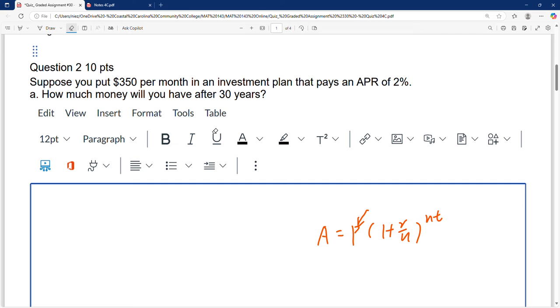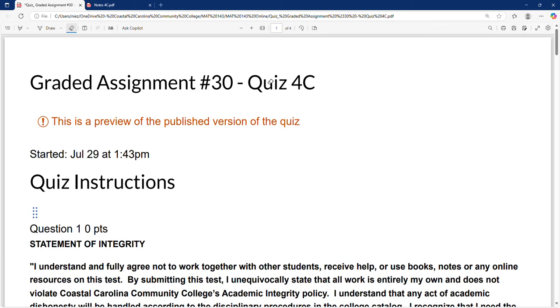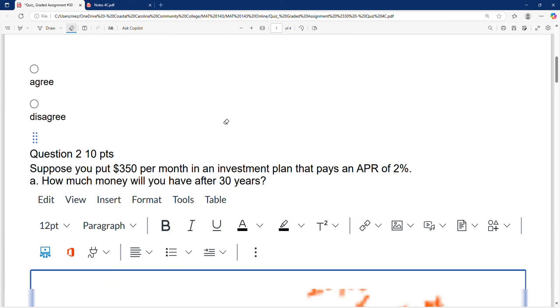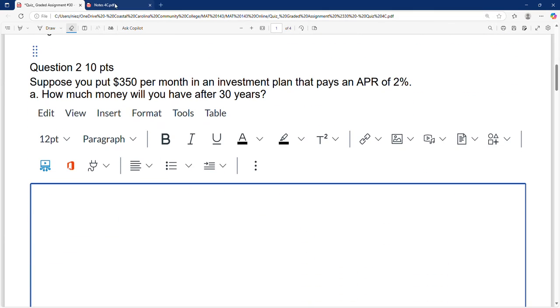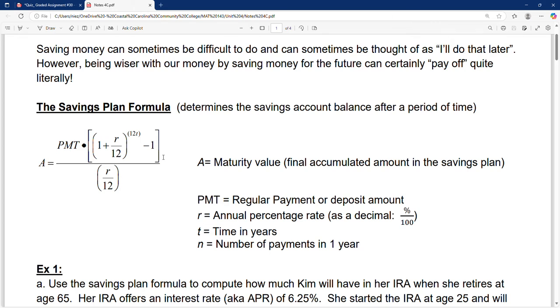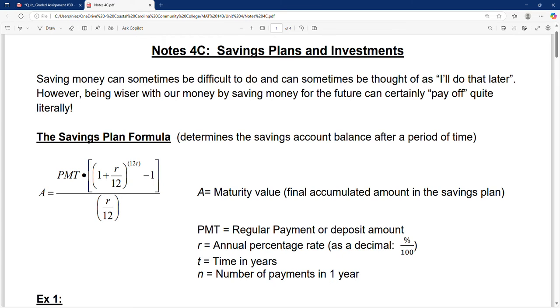So you should use the formula in 4C. That's why the name of this quiz is called 4C. It's a practice or test to check if you understand 4C or not. So we should use this formula, the saving plan formula. This determines the saving account balance after a period of time.